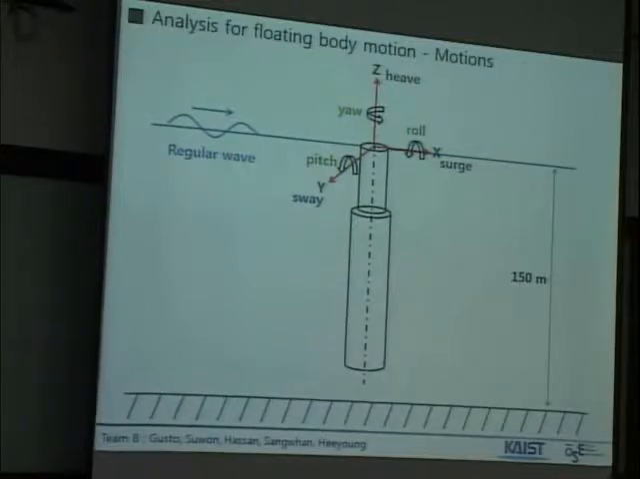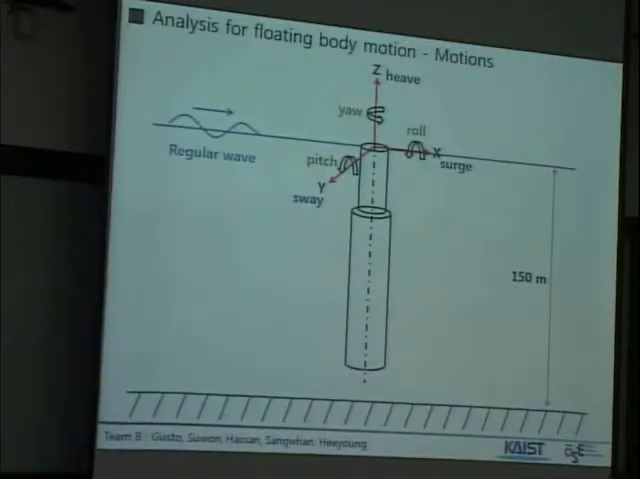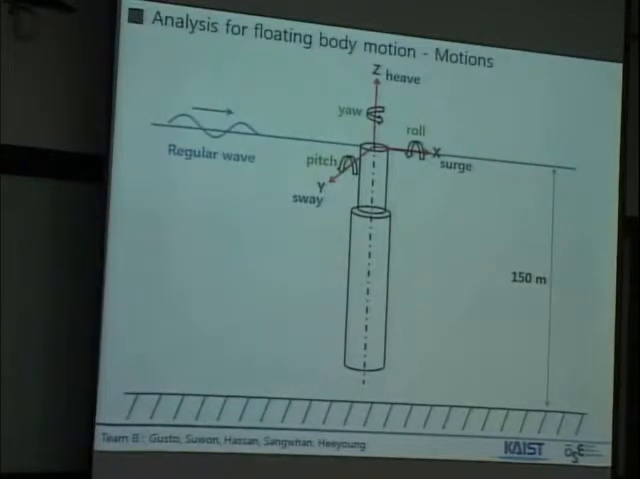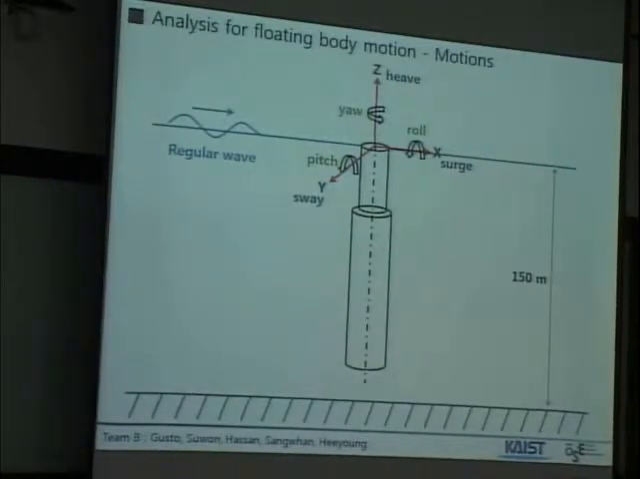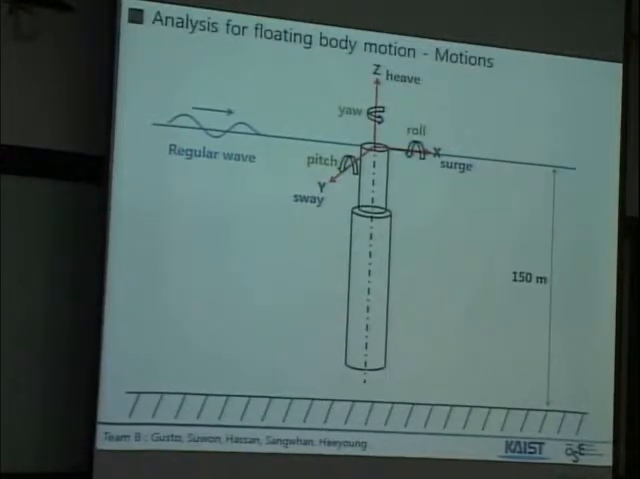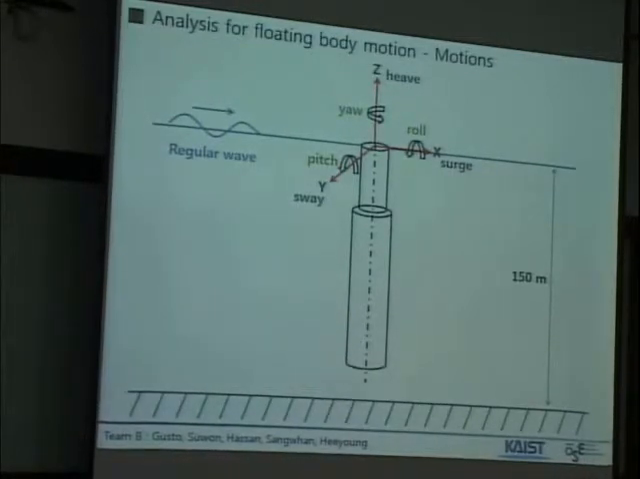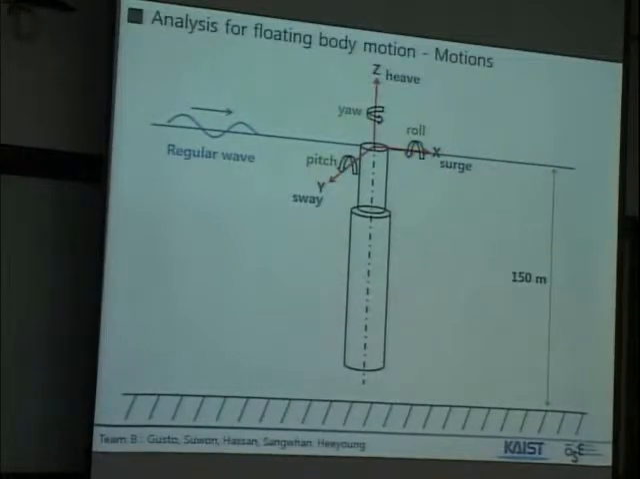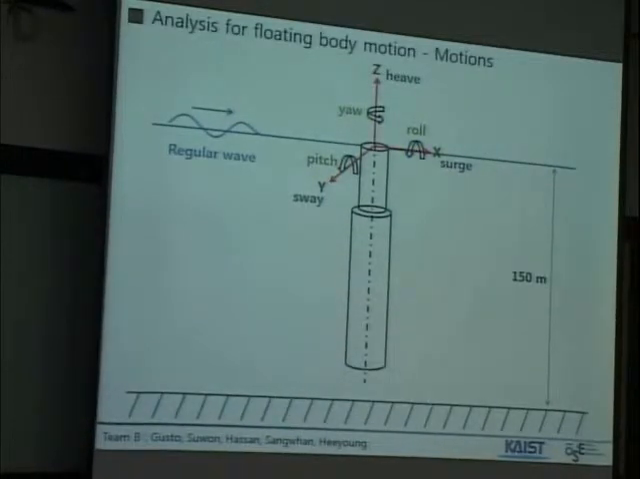But we found out that WAMIT can deal with just regular waves. So we cannot have any result for the irregular wave. I think it's a limitation and our obstacle in calculating the exciting forces and moment from WAMIT. But we cannot use another tool because there is no suitable software to consider the irregular wave.